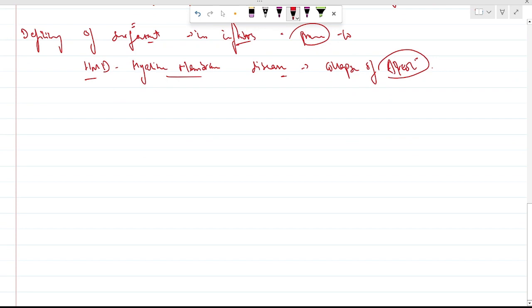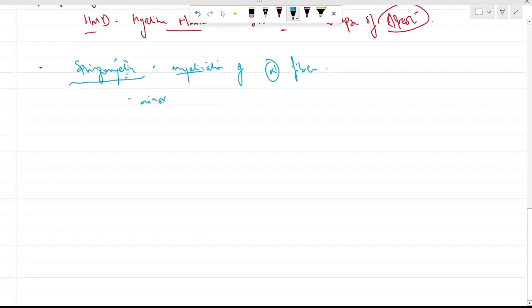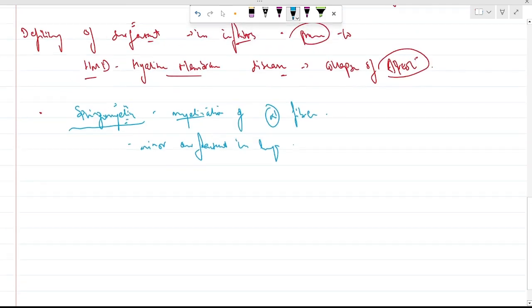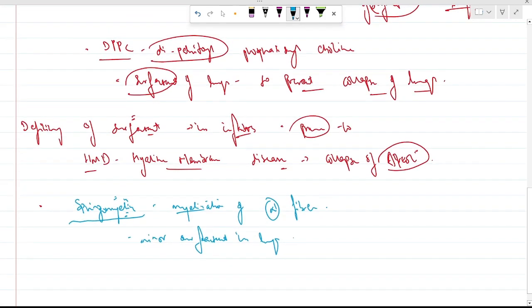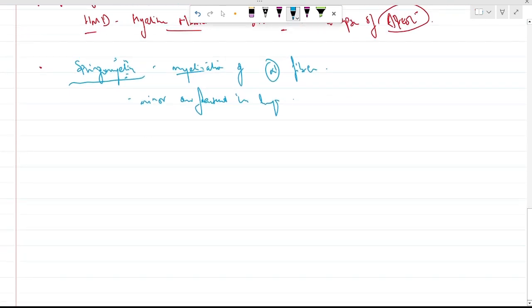Next phospholipid we are going to discuss is sphingomyelin. As you can see from this name, there is myelin, so it is involved in myelination of nerve fibers. Very simple, sphingomyelin, myelination of nerve fibers. It's also a minor surfactant in lungs. You have seen the major surfactant in lungs is the dipalmitoyl phosphatidyl choline, or simply phosphatidyl choline. The sphingomyelin is a minor surfactant in lungs.